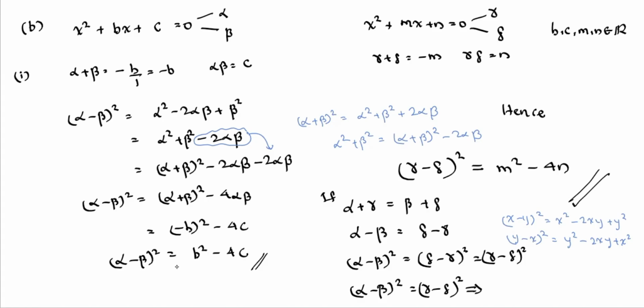This implies b squared minus 4c equals m squared minus 4n. So that part is done. Roman 1 is fully finished. Now let's go to Roman 2.